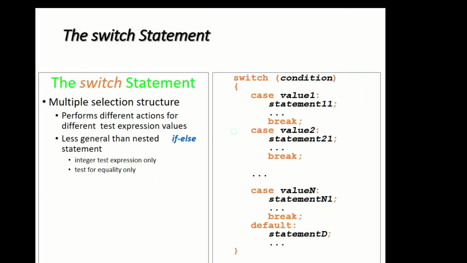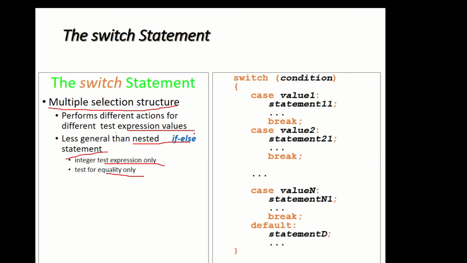Anyways, we will see one by one with examples what a switch statement or switch case statement looks like, or what it means. The switch statement is a multi-selection structure. Have a multi-selection structure, as I will show you how it selects the condition. It performs a different action for different test expression values, less general than a nested if-else statement. Integer test expressions only. Test for equality only.